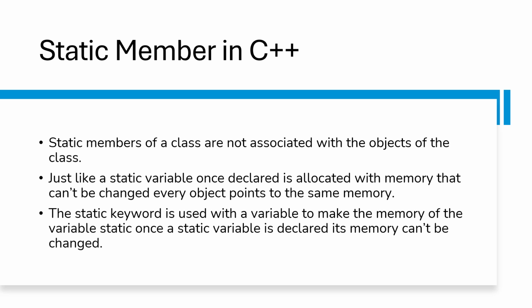Static members of a class are not associated with objects of the class. Normal variables exist only when we create an object, but a static member does not exist with the object. Once declared and allocated memory, it can't change; every object points to the same memory. Once we declare a variable as static, it allocates a common space in memory. The static keyword is used with the variable to make the memory of the variable static.